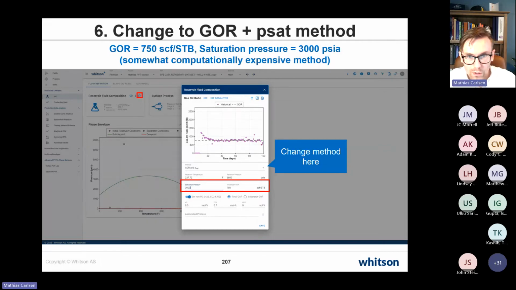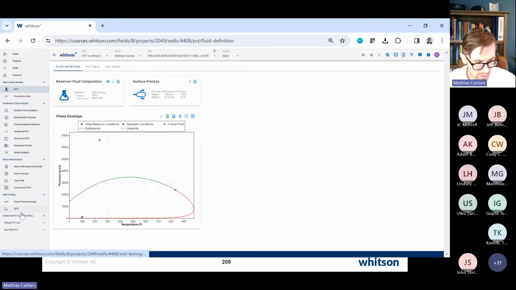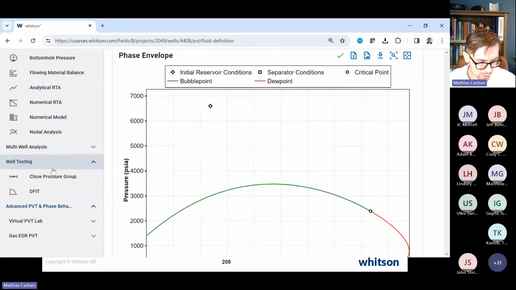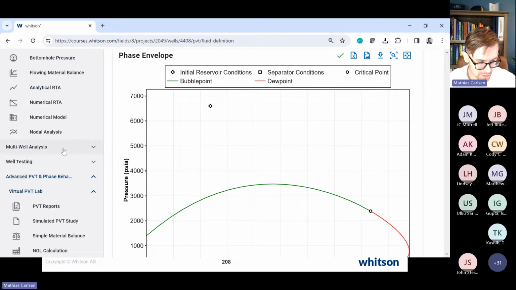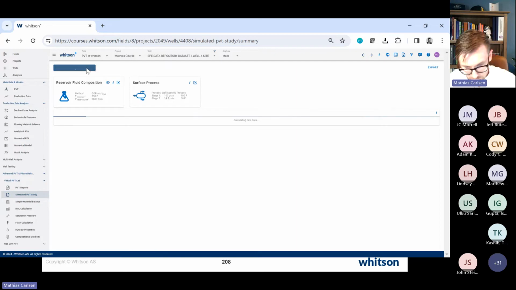Okay, so now we're going to do something that's fun, and which is a really good exercise for you if you want to sanity check the relative ratios of your decline curve analyses. We're going to do one thing first. Sorry about that. The first thing we're going to do now is to go down to simulated PVT study, which is down here on the well test in the virtual PVT lab, and click generate study.